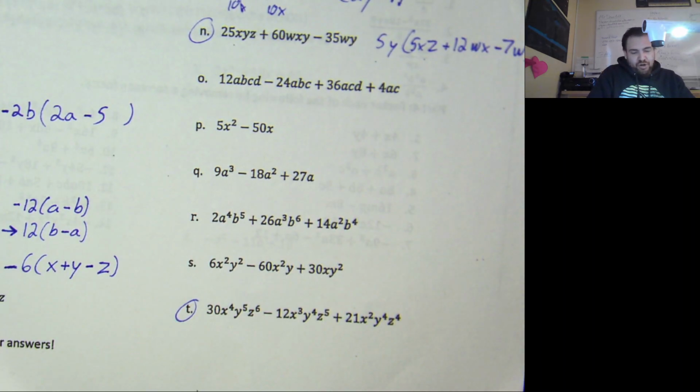It's just big. Okay, so let's look at the coefficients first. 30, 12, and 21. Is there anything I can divide out of each of those? Well, 30 is 3 and 10. That's 3 and 4. That's 3 and 7. So I can pull 3 out of each of those.